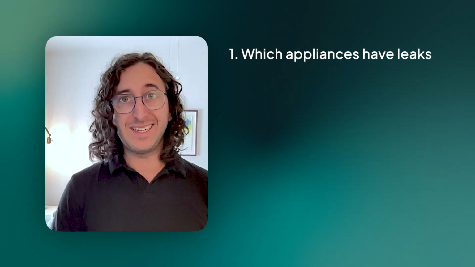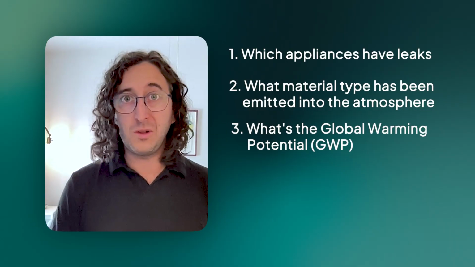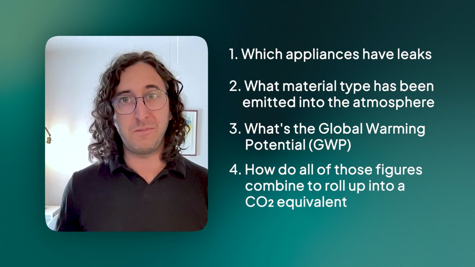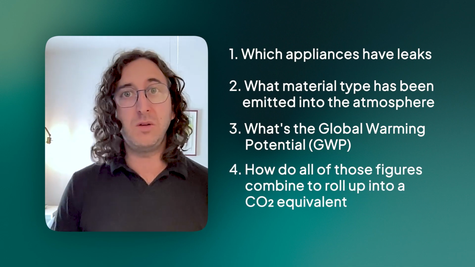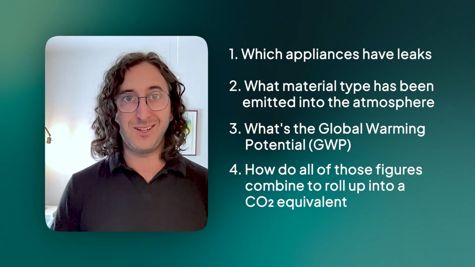So how do you report on emissions from refrigerant leaks? Well, you need to know which appliances have leaked, what material type has been emitted into the atmosphere, what's the global warming potential of each of those different refrigerants, and how do all of those figures combined roll up into a CO2 equivalent that you can include as your Scope 1 fugitive emissions. The good news is that there are tools that can bring all of this information together and do the math for you. Leaks are ultimately what contribute to your regulatory risk as well as your sustainability impact.